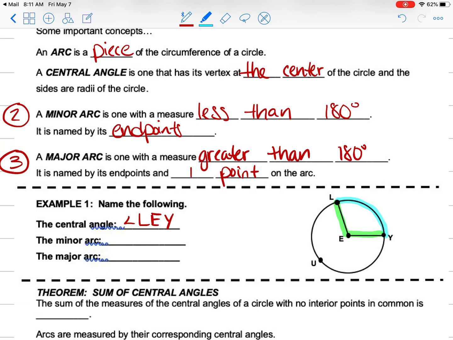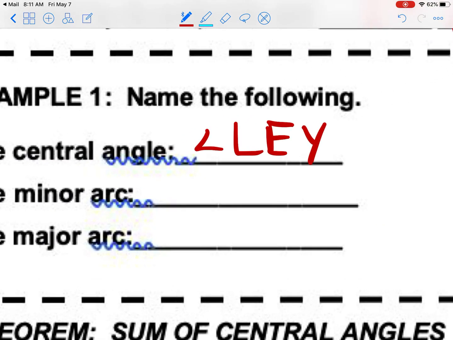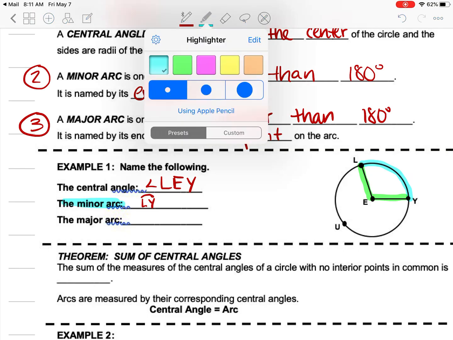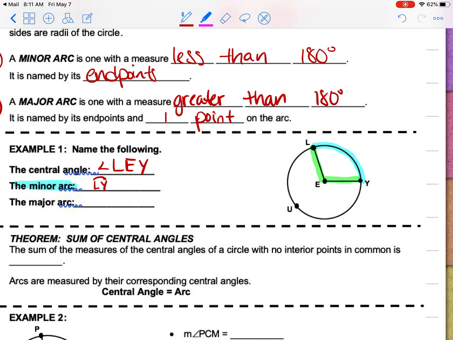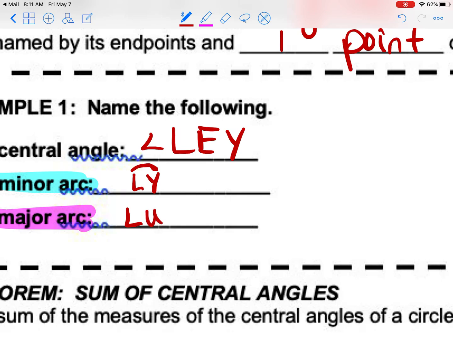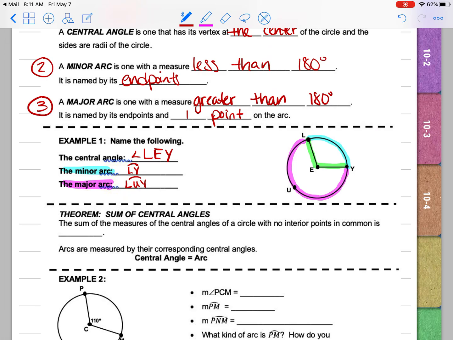So we would name it like this. I'm going to zoom in a little bit. We would put the 2 letters L and Y, and we would put the arc symbol over it, so it looks just kind of like an eyebrow. A major arc is one that's over halfway the circle, so we could go the other way, and with the major we need 3 letters, so it's connecting L to U to Y, and that tells you what direction that you're going to go on the arc, or on the circle, and then give it the arc symbol. So minors less than 180, majors are greater than 180, minors need 2 letters, majors need 3.